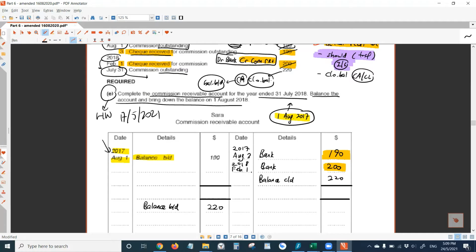Okay, now complete the dates. The balance CD's date is the year end, which is July 31st. The balance BD date is the first day of the next year, which is August 1st, 2018.